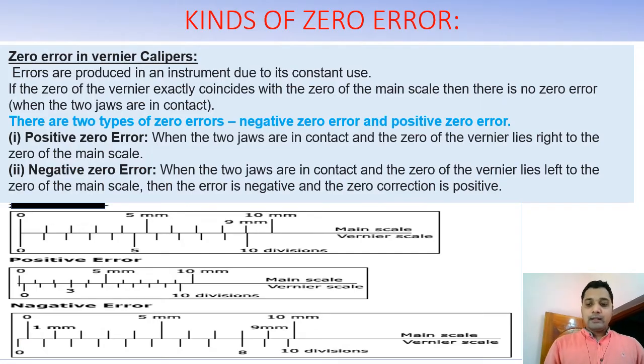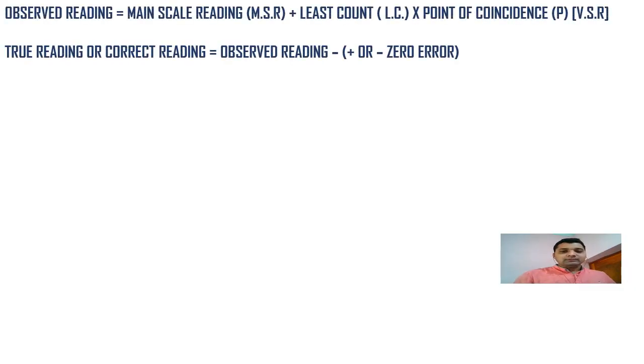So with the Vernier caliper we get two types of reading. One type is called the observed reading, and the second type is called the correct reading or true reading. Whenever we want to calculate the true reading or correct reading, we have to take the help of zero error. So the first formula here is about the observed reading.